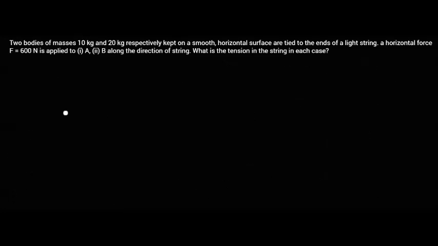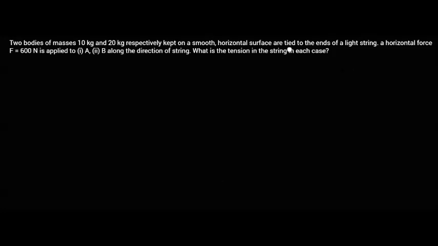Now let's move on to another type of question. The problem is: two bodies of masses 10 kg and 20 kg respectively, kept on a smooth horizontal surface, are tied to the ends of a light string. A horizontal force F equal to 600 Newton is applied to object A first, then object B, along the direction of the string. What is the tension in the string in each case?